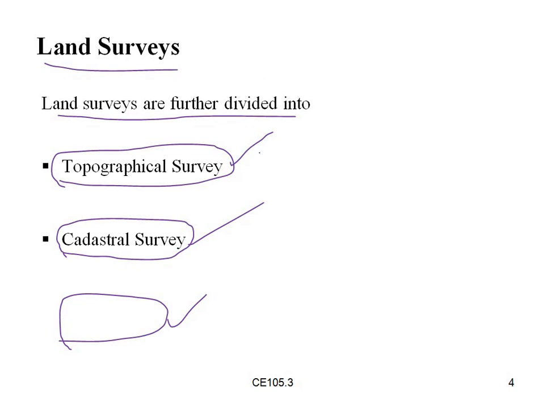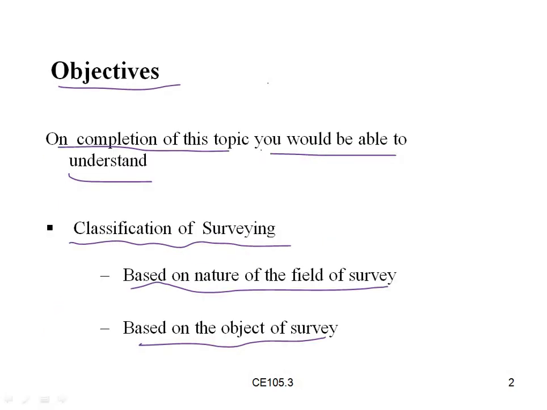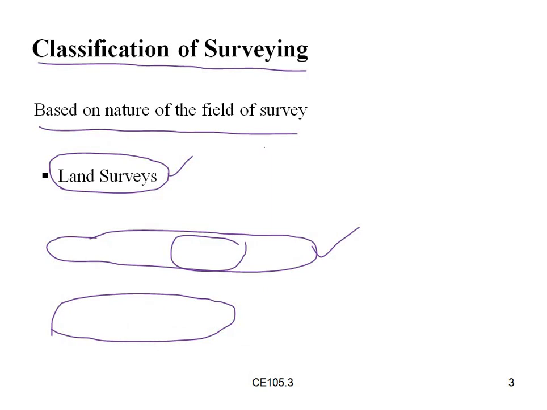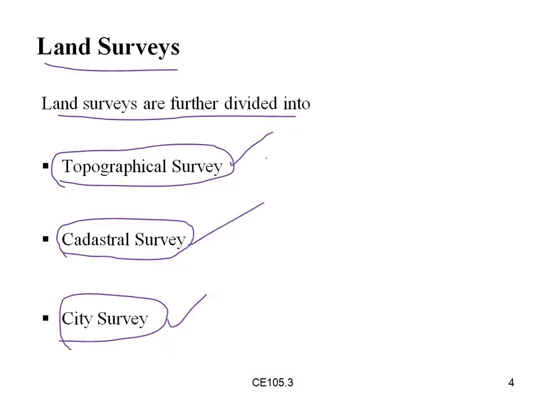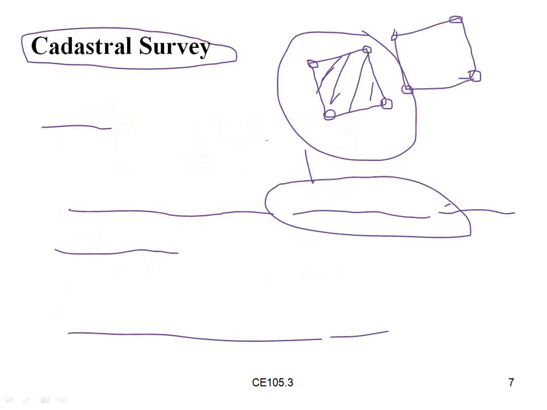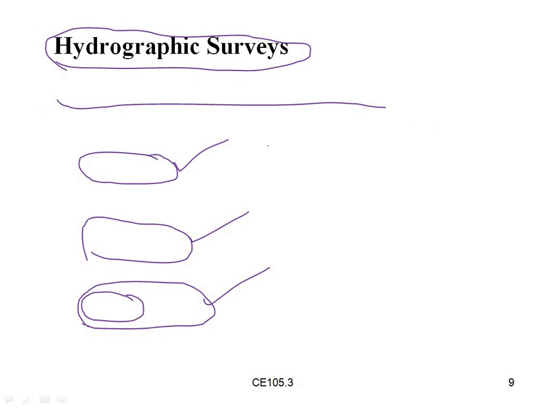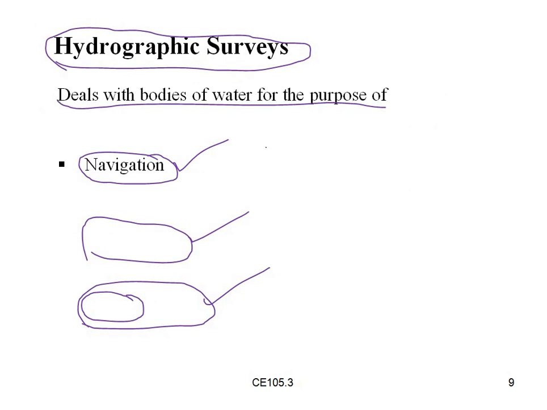So next are land surveys, hydrographic or marine surveys and astronomical surveys. Okay, so these are the topics which we have discussed today. These are very important topics for the examination also. Cadastral, topographical, city survey, hydrographic surveys. Examples given: navigation, water supply, harbor works.